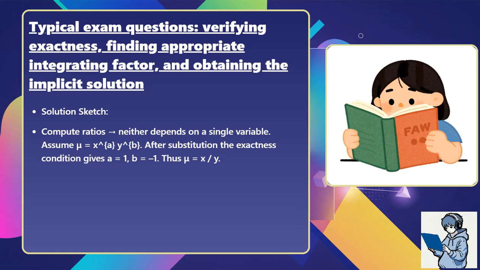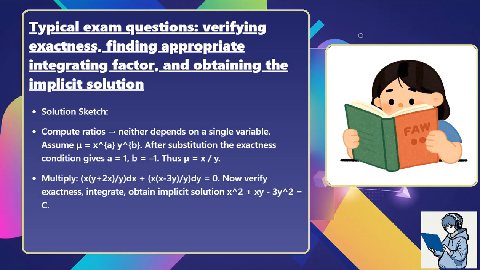After substitution, the exactness condition gives a equals 1, b equals -1. Thus mu equals x divided by y. Multiply: x times (y plus 2x) divided by y dx plus x times (x minus 3y) divided by y dy equals 0. Now verify exactness, integrate, and obtain the implicit solution x squared plus xy minus 3y squared equals C.